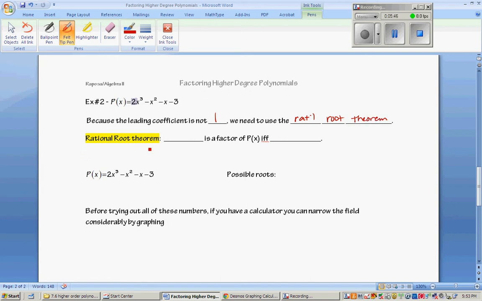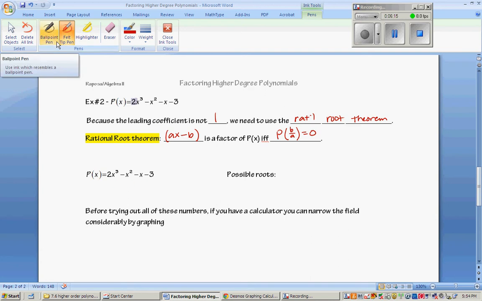The rational root theorem says that ax minus b, so something in front of the x minus another number, is a factor of your polynomial if, when you plug in b over a, it equals 0. So we're going to see how this works, and we're going to show you the shortcut. Again, this does not factor by grouping.